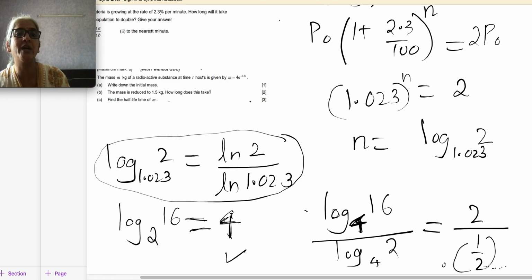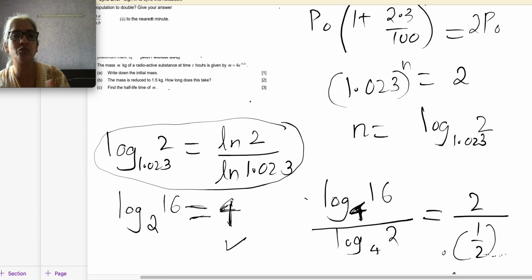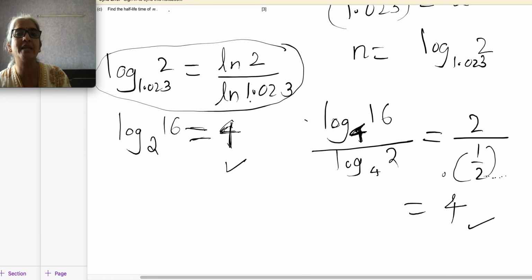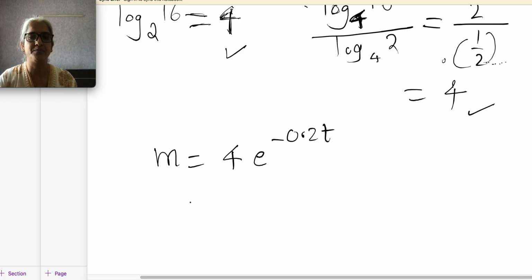Look at the second question. It talks about radioactive decay, which means the amount should be decreasing. So it should be an exponentially decaying thing. So our base should be less than 1. Is that true or not? Let's see. M is 4 e raised to minus 0.2 t. So the mass is 4 e raised to minus 0.2 t. Okay.